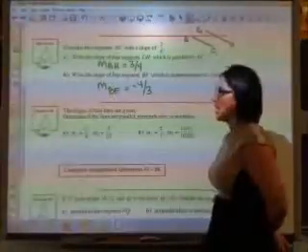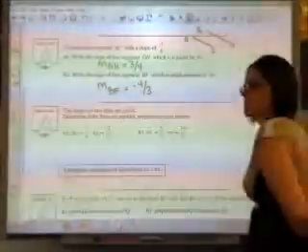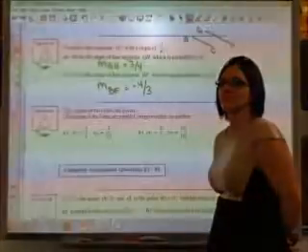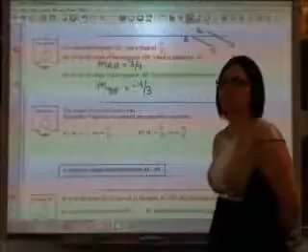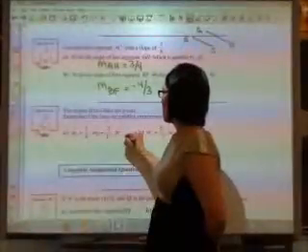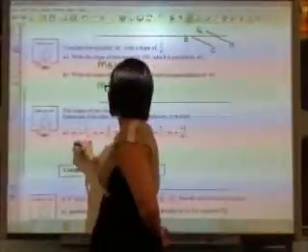Determine if the following slopes are parallel, perpendicular, or neither. What do you notice about 3/12? If I reduce it, what do I get? So they're parallel because they are the same.